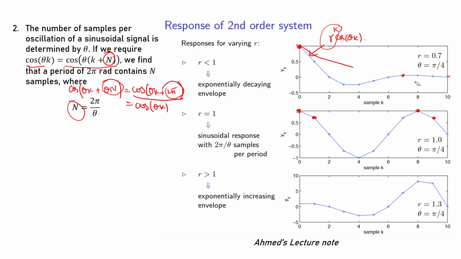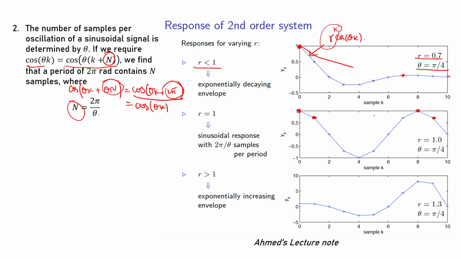How many samples do you have to complete one cycle if you ignore the exponential term and only consider the cosine, the trigonometric term. So like here you have r less than 1, so you have exponential decay, and theta equal to pi over 4 and r equal to 0.7, just less than 1 already. Then you can find the number of samples n. You just count it: 1, 2, 3, 4, 5, 6, 7.